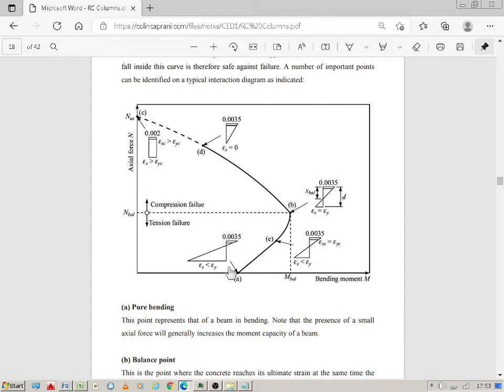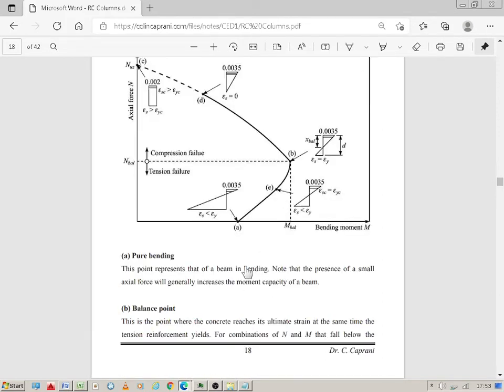This is point A here, this is point B, this is where N balances. I think here it's got the stress diagram, or is it the strain diagram? Similar, X balance with a strain. So this is the point where the concrete reaches its ultimate strain at the same time the tension reinforcement yields.